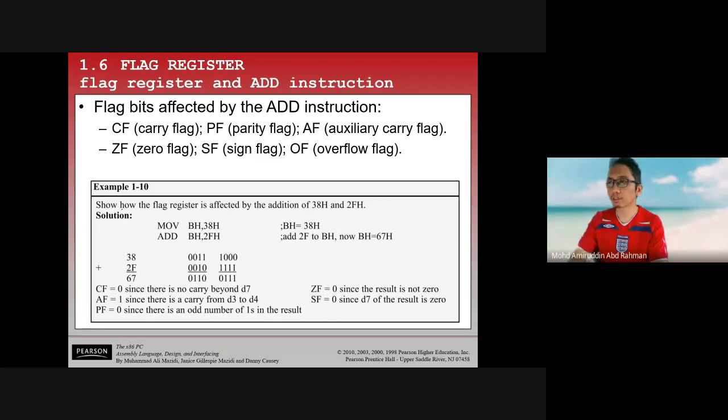So we look at Example 1-10: show how the flag register is affected by the addition of 38 and 2F. First we move 38 to BH, so now BH becomes 38. Then we add 2F to BH, and now BH becomes 67. This is in terms of hex. Let's also look into the binary.